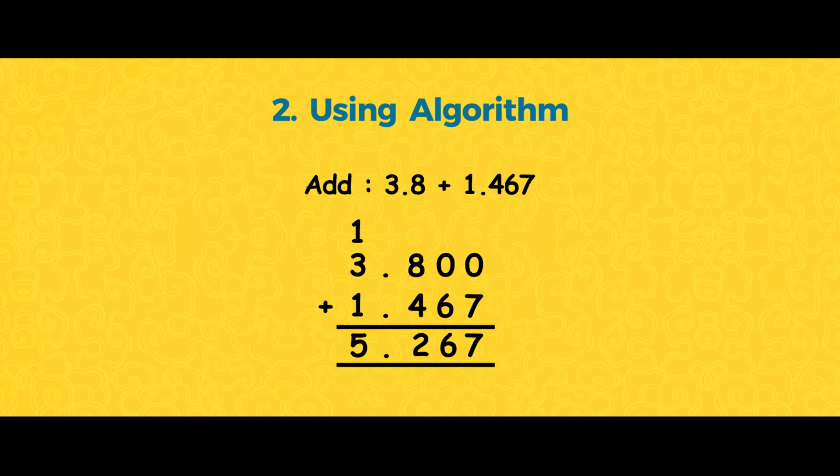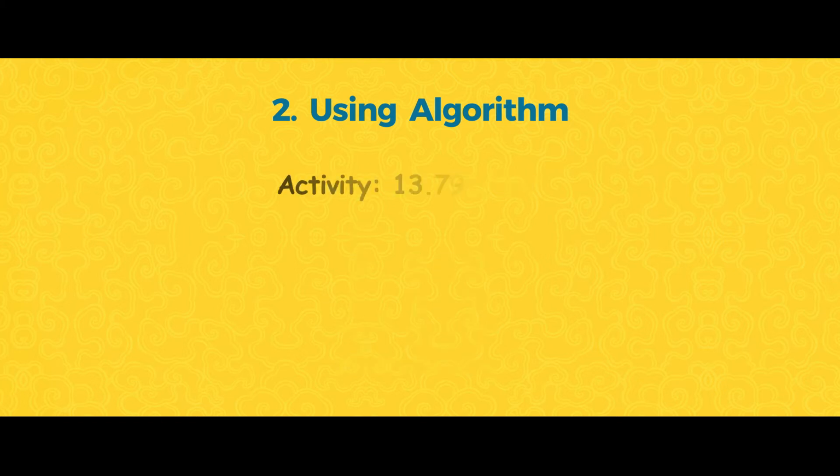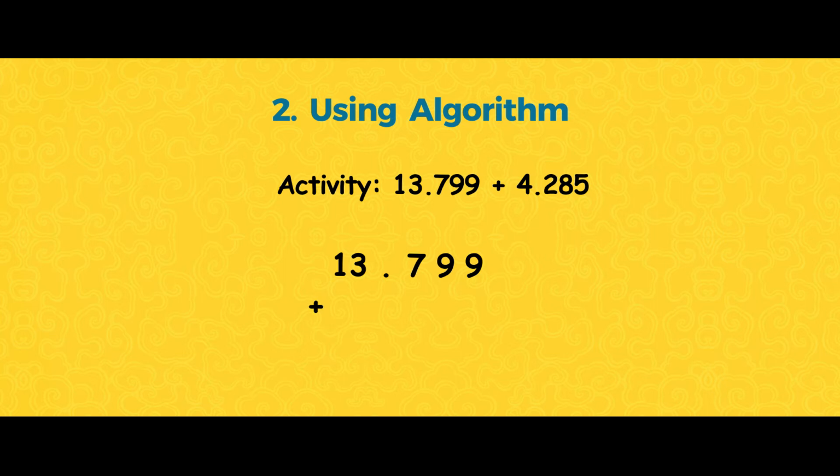So join with me to do this activity. Let's do it together. The question here is 13.799 plus 4.285. So now let's arrange these numbers. 13.799, and then insert the number below it, the next addend. 4 point, the 4 comes under ones, which is below 3. 0.285.